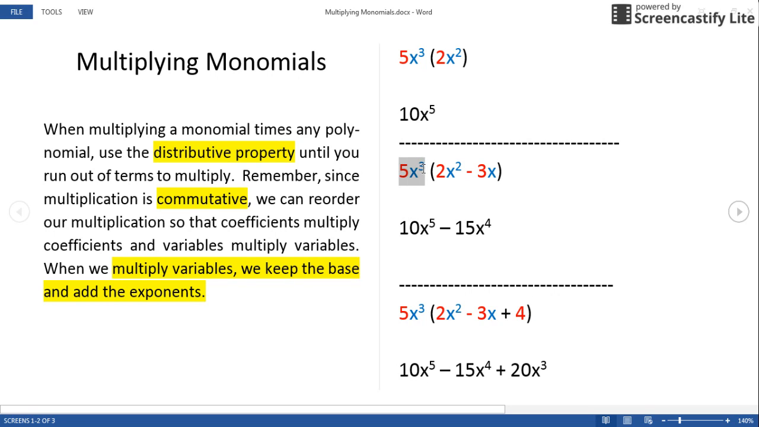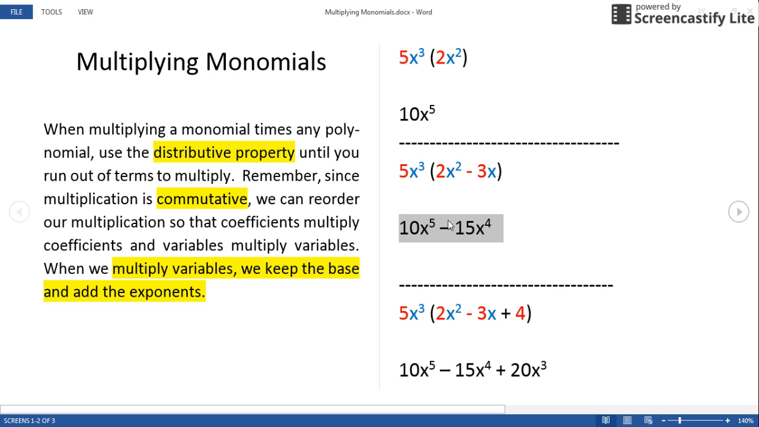We need to say 5x cubed times minus 3x. Again, the coefficients together, 5 times negative 3, gives us negative 15. And for the variable part, if we do x cubed times x, we add the exponents. This x has an understood exponent of 1, so the 1 that is here with the 3 that is there add together to make 4, and here is our product.